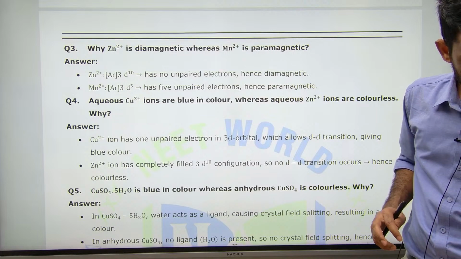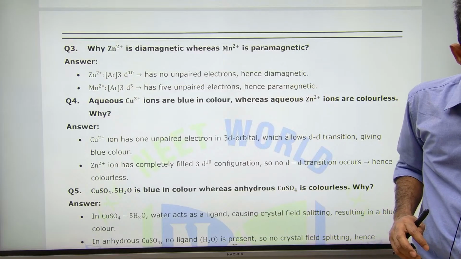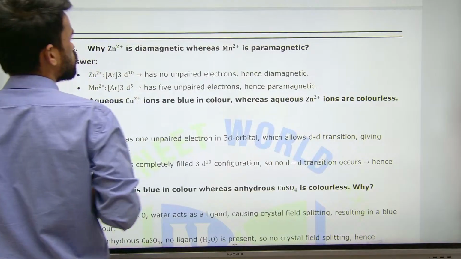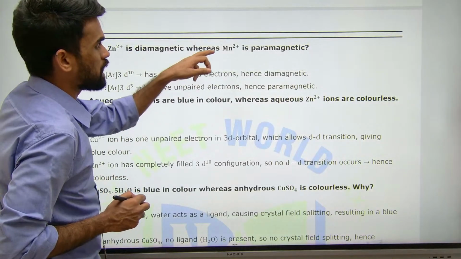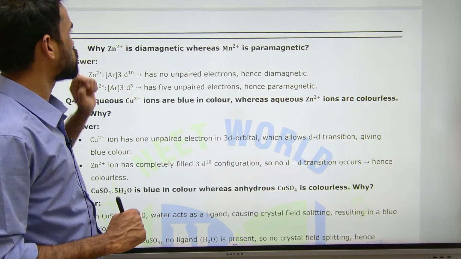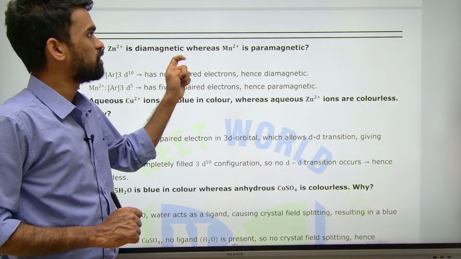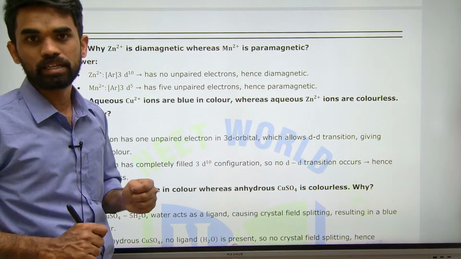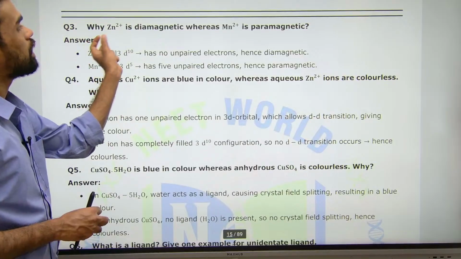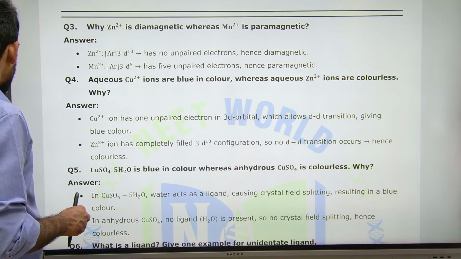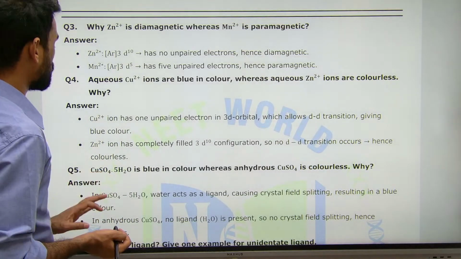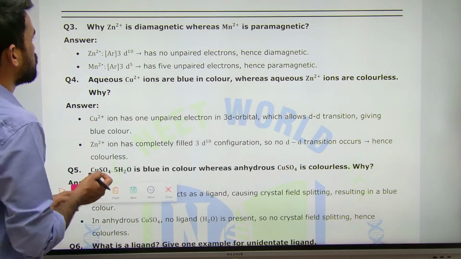Okay, then next here, why is zinc +2 diamagnetic whereas Mn+2 is paramagnetic? What they are asking is why Zn+2 is diamagnetic whereas Mn+2 is paramagnetic. So how can we answer this? In order to get this, you need to know their atomic number first. If you are aware of the atomic number and electronic configuration, you can easily do it. Especially the electronic configuration we need to know.